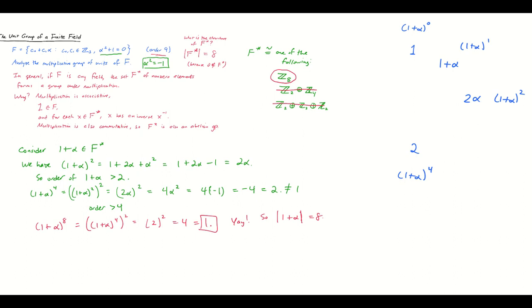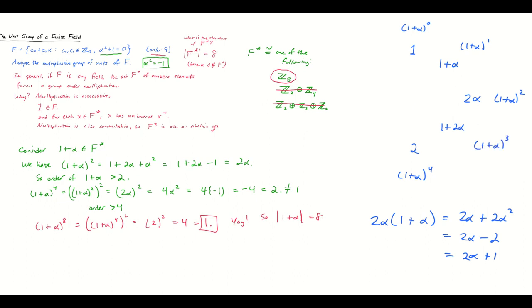And now let's fill in the rest. Okay, so 2 alpha times 1 plus alpha. That's going to be what? That's 2 alpha plus 2 alpha squared. Alpha squared is -1, so that's 2 alpha minus 2, which is the same as 2 alpha plus 1, or 1 plus 2 alpha. So that's 1 plus alpha to the 3rd.